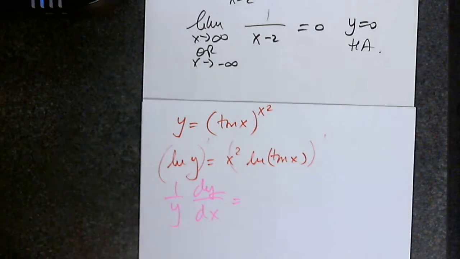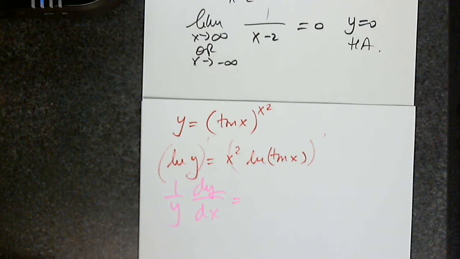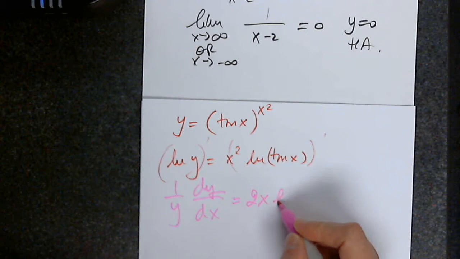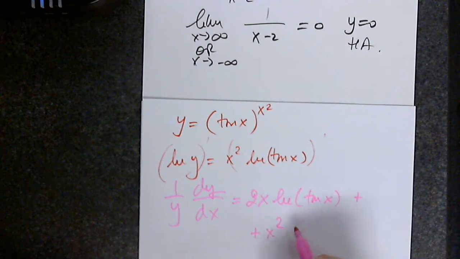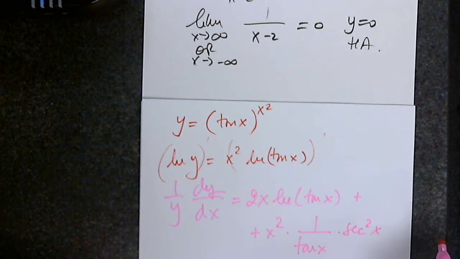Why do you have to put that? y is a function. y is not a variable. When I differentiate the function, I have to write f prime times the inner function prime. So this is 2x natural log tangent x plus x squared times 1 over tangent x times secant squared.